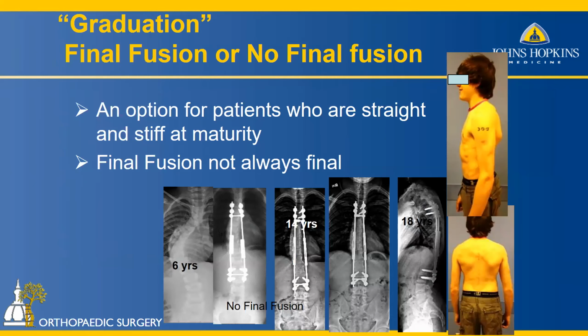At the end of the actively growing treatment, you can either do a final fusion or even let them stiffen in place, called no final fusion, which is an option for patients who are in good shape and getting stiff and haven't broken their rods in a while. And this is a patient who had old-fashioned growing rods and never had a final fusion and is now into his 20s.